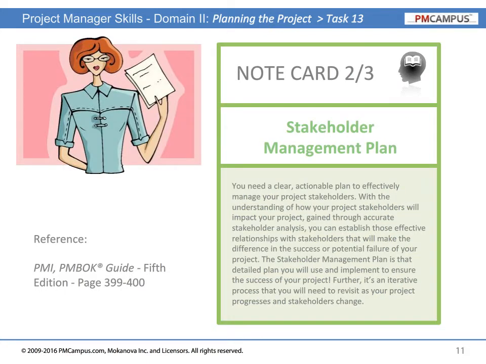Stakeholder Management Plan. You need a clear, actionable plan to effectively manage your project stakeholders. With the understanding of how your project stakeholders will impact your project, gained through accurate stakeholder analysis, you can establish those effective relationships with stakeholders that will make the difference in the success or potential failure of your project. The Stakeholder Management Plan is a detailed plan you will use and implement to ensure the success of your project. Further, it's an iterative process that you will need to revisit as your project progresses and stakeholders change.